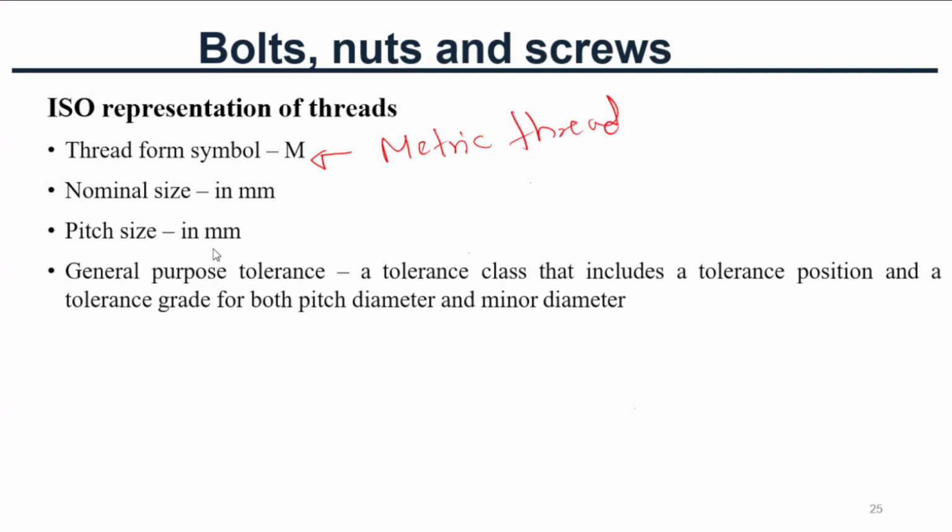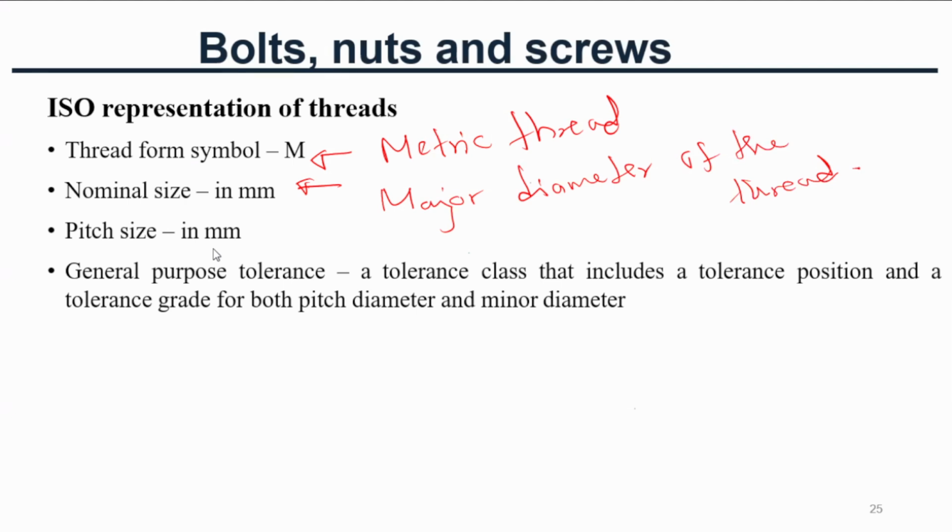You know that M means metric thread. This is a basic representation format. So the nominal size is given in millimeters. Nominal size means the major diameter of the thread. Remember that table: major diameter of the thread.